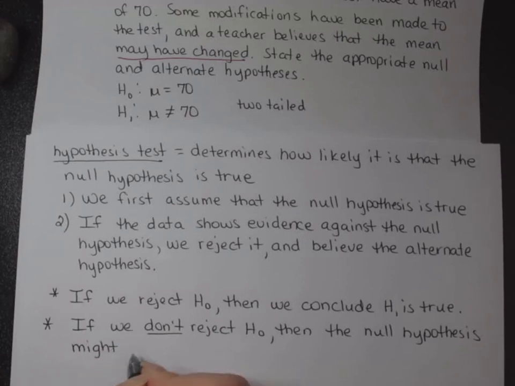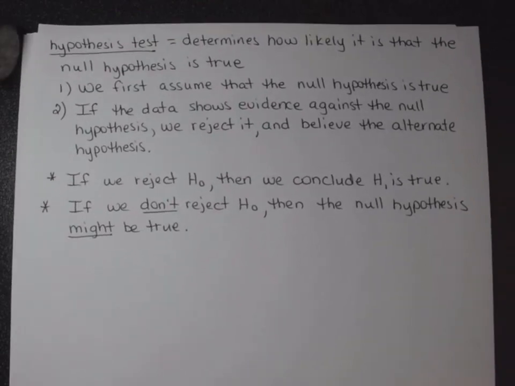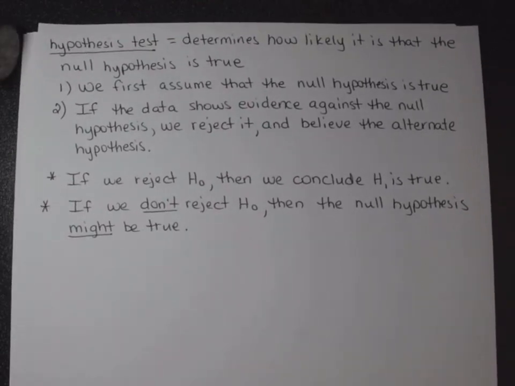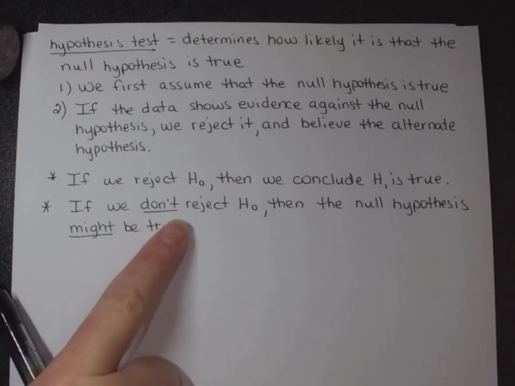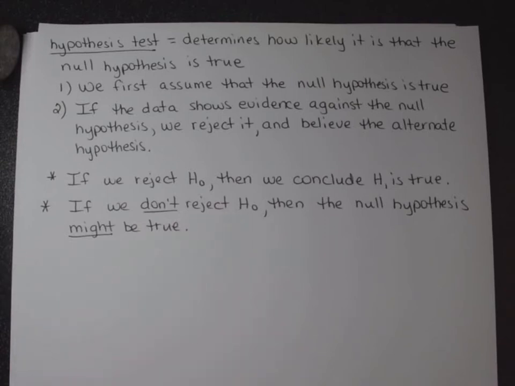So in logic, it's a lot easier to prove something false than it is to prove it to be true. If you prove something false, you only have to show that it's false once. If you want to show something is true, you have to show that it's true all the time. So it's a little more of a challenge to prove something's true. So this means that if we don't reject H sub 0, it doesn't actually mean that it's actually true.